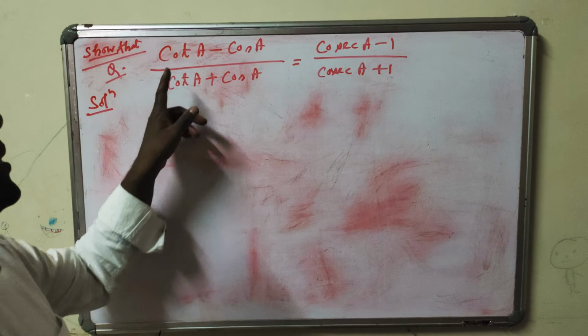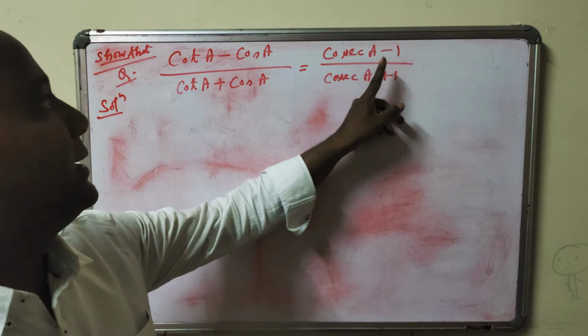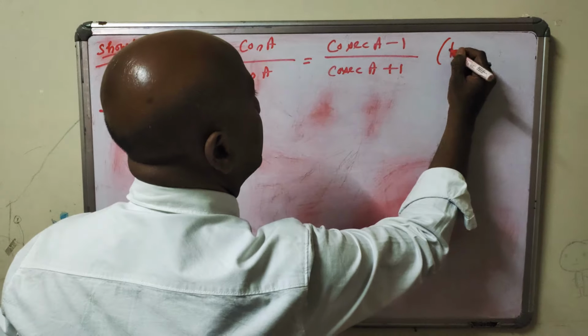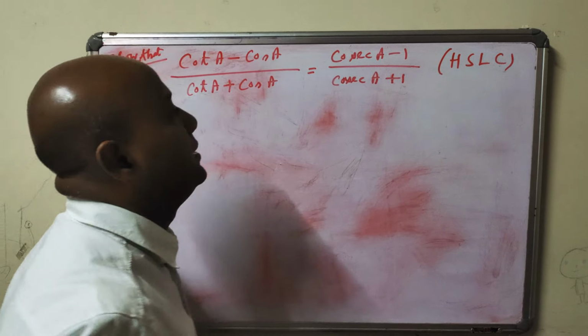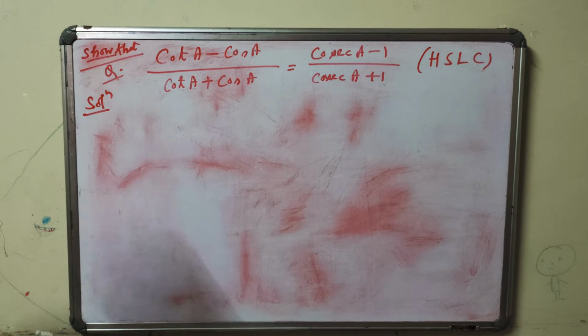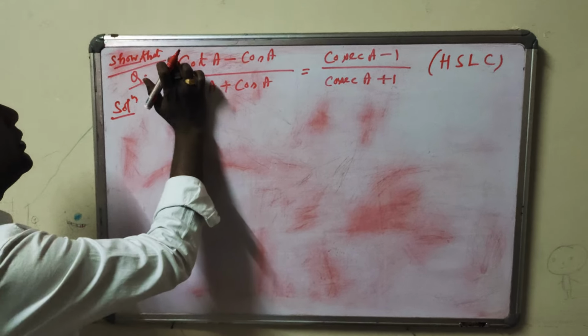See, look at this sum. Cot A minus cos A divided by cot A plus cos A equals cosec A minus 1 by cosec A plus 1. This sum is from the SSLC final exam. It is very important for 2021. Therefore, I am going to solve it for you. Very easy sum. Here, cot is given. We know cot is what side.